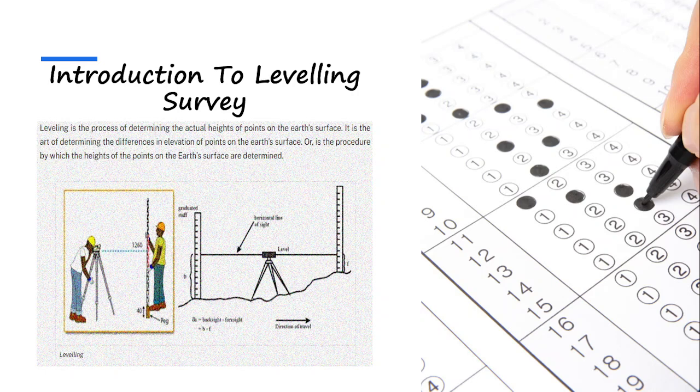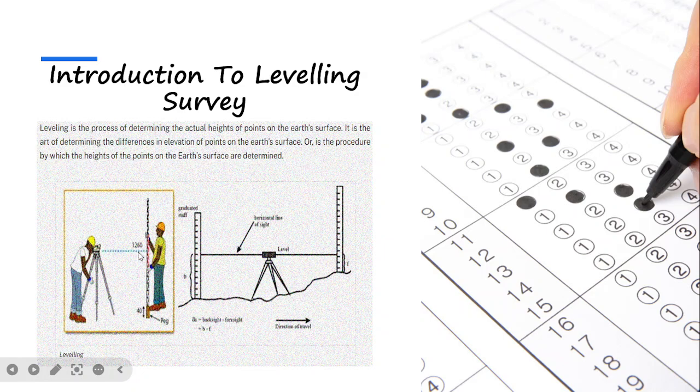This is a kind of survey that is there just to determine the difference in elevation, or the increase in heights, of various points on the Earth's surface. Or simply you can say that leveling survey is the procedure by which the heights of various points on the Earth's surface are determined.